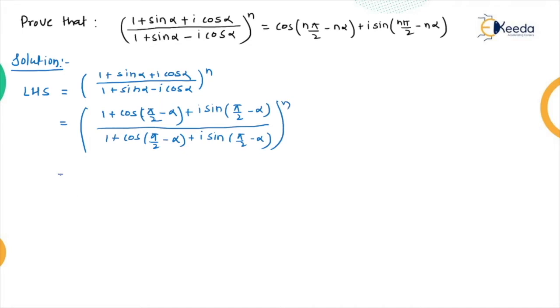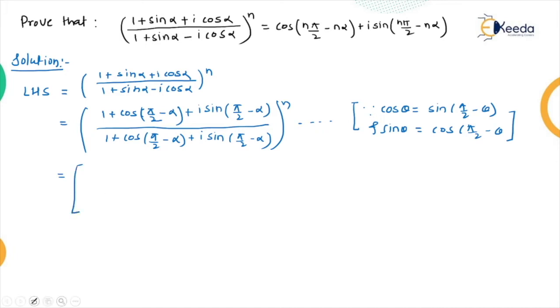Now let me write again, we have to use the formula for that. Since cos is converted into sine, we get sin of (π/2 − theta), and sine is converted into cos, cos of (π/2 − theta). We have to use this very simply. We also have to use it in the next step.